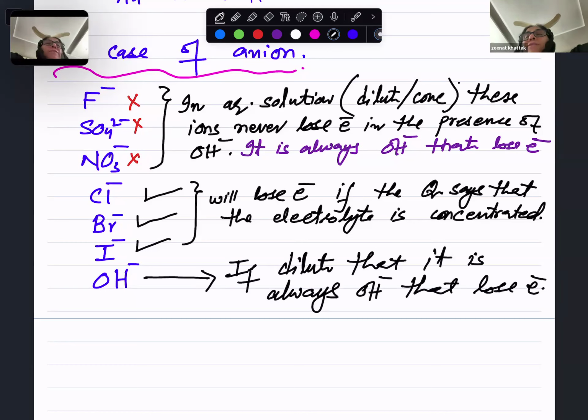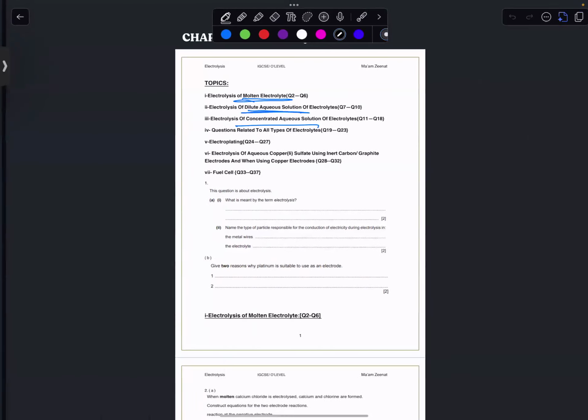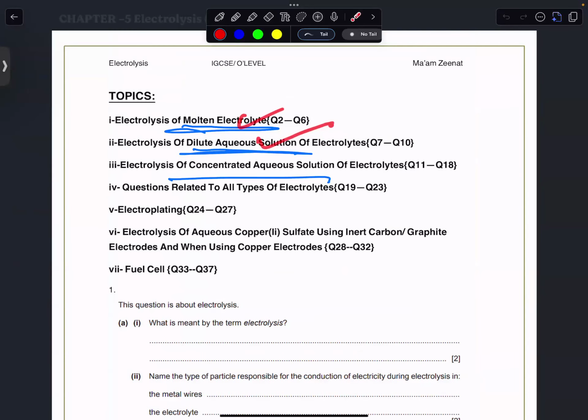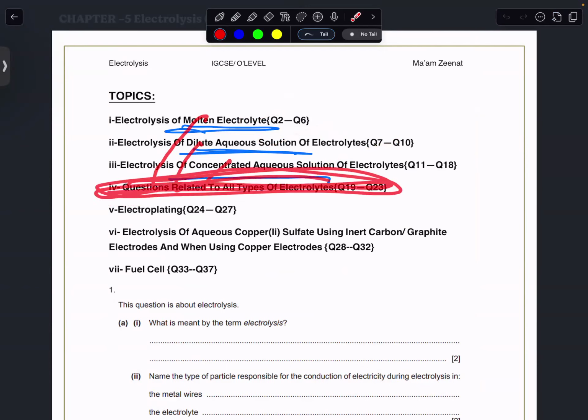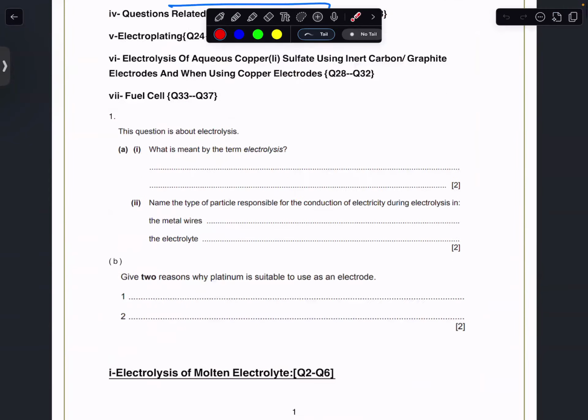Now we are going to apply this. How? These are quite simple. I'm going to the mixed situation where we will deal with every type of situation: molten, dilute, and concentrated, so that you can get the concept of all. This you can do on your own. They're easy. So questions 19 to 23.